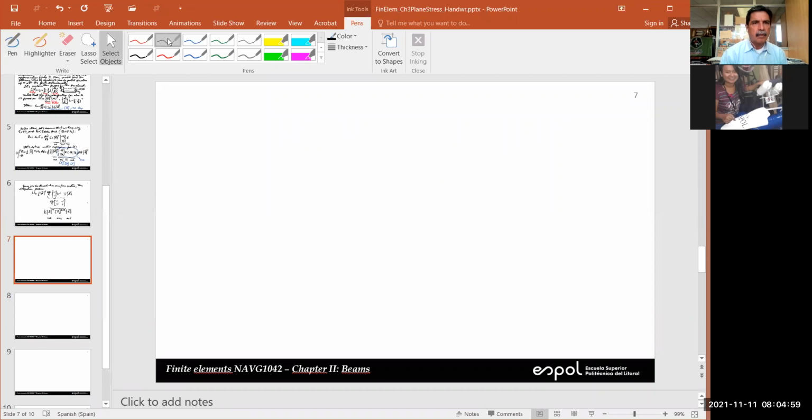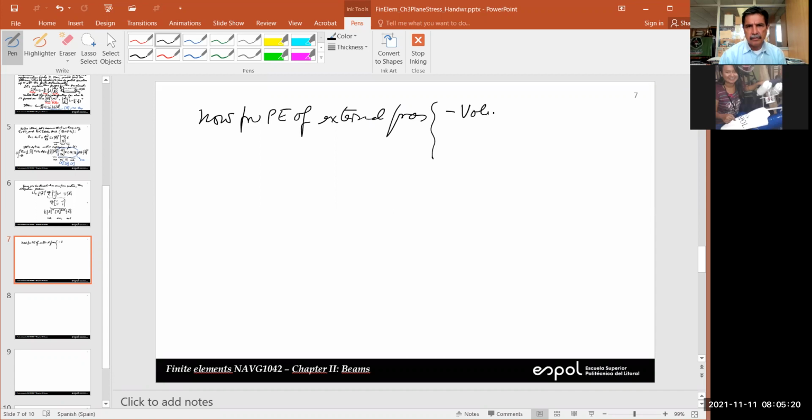Now, for the potential energy of external forces, we could have a force which is a volume type force. Okay, and we can call it several ways. For example, we can say that this is in the local and this is a body. Remember, in this case, these forces do not depend on the contact. For example, the weight. We could have also surface forces.